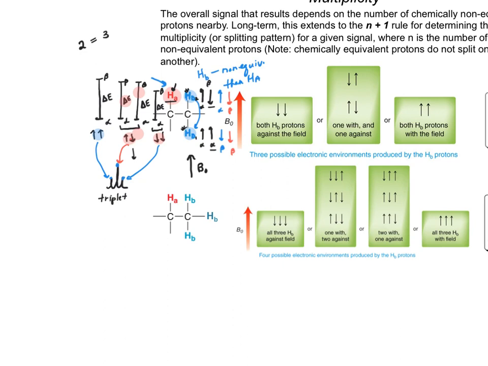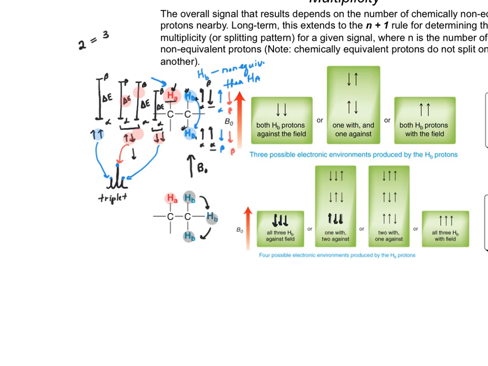And then finally, if we consider what happens when we are looking at HA in terms of 3 different HBs. Again, these 3 HBs are equivalent with respect to one another, but non-equivalent with respect to HA. If we went through all of the different combinations of how their spin states could affect HA, we would find one situation where all 3 of them could be against the field. We would have one situation where 1 would be with the field and 2 against the field.